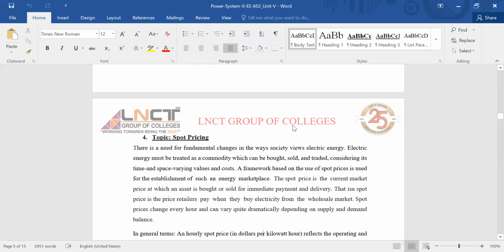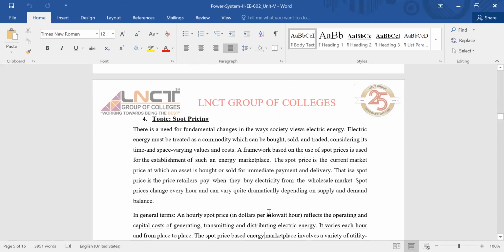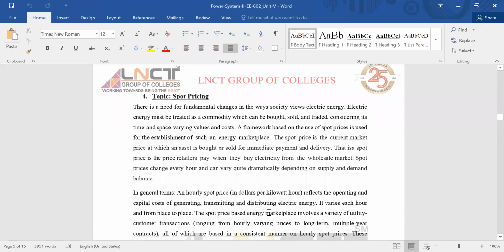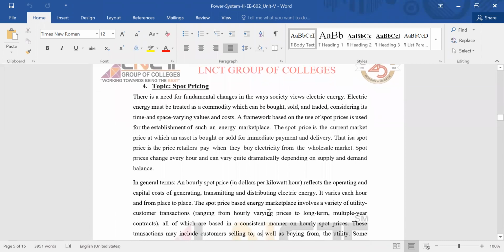There is a need for a fundamental change in the way society uses electrical energy. It must be treated as a commodity, which can be bought, sold, and traded, considering its time and space varying values and cost. In general, an hourly spot price, in dollars per kilowatt hour, reflects the operating and capital cost of generating, transmitting, and distributing electricity, and it varies hour to hour and from place to place.